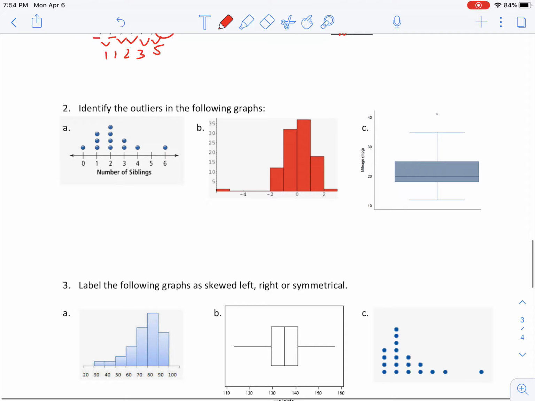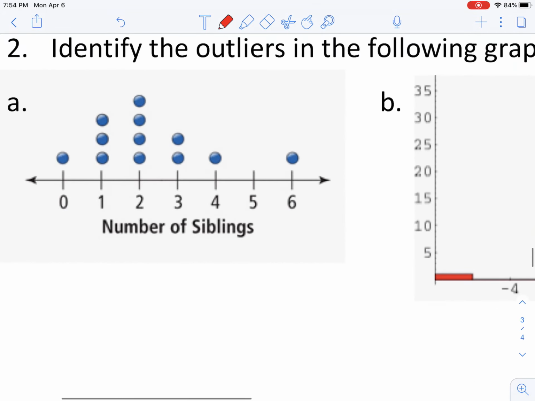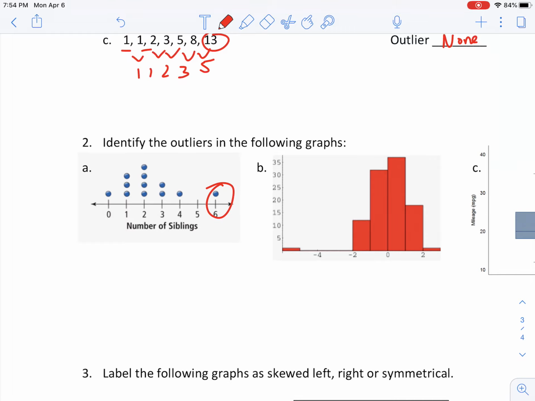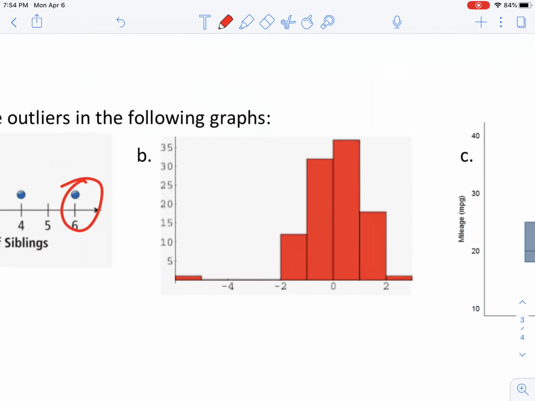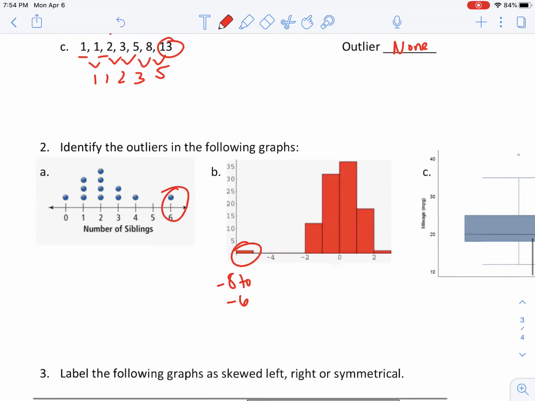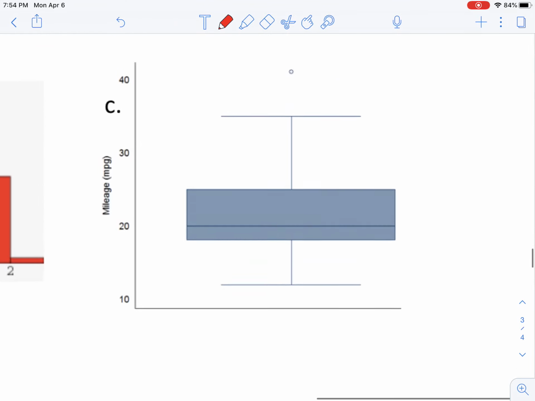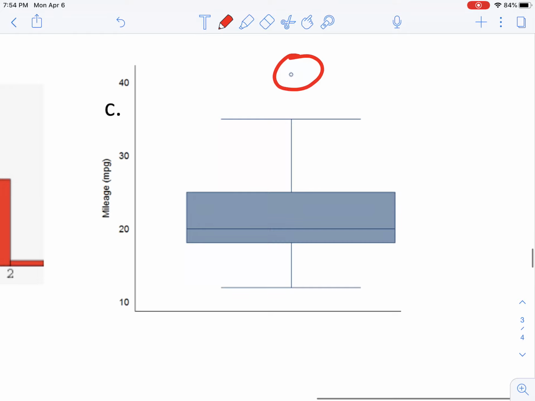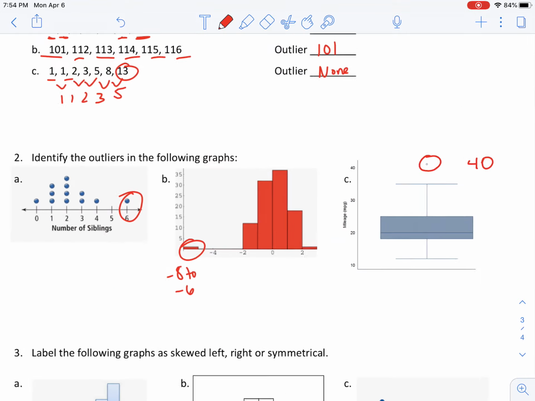Okay, for the graphs, identify the outliers in the following graphs. For 2A, it is 6. For 2B, it looks to be -8 to -6. And for the last one, the outlier is way up here. It looks like that's about 40.